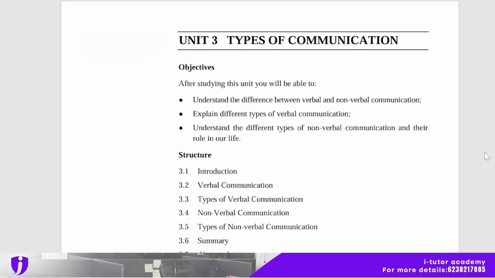In today's session we will start with Unit 3, that is types of communication. Okay, so let's see the objectives of this chapter. After studying this unit you will be able to understand the difference between verbal and non-verbal communication, explain different types of verbal communication, and understand the different types of non-verbal communication and their role in our life.